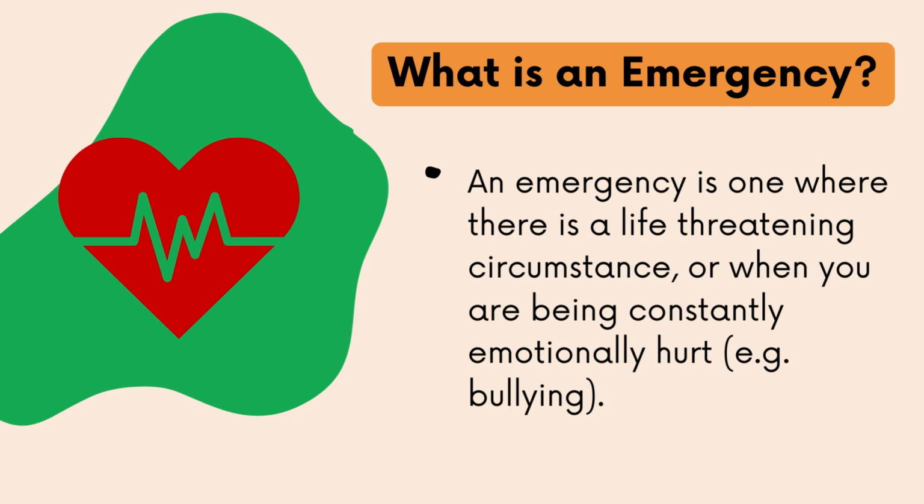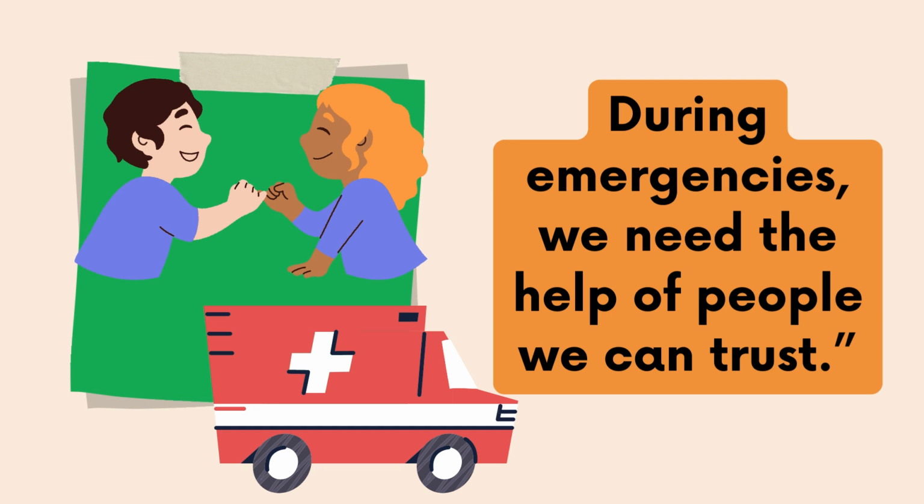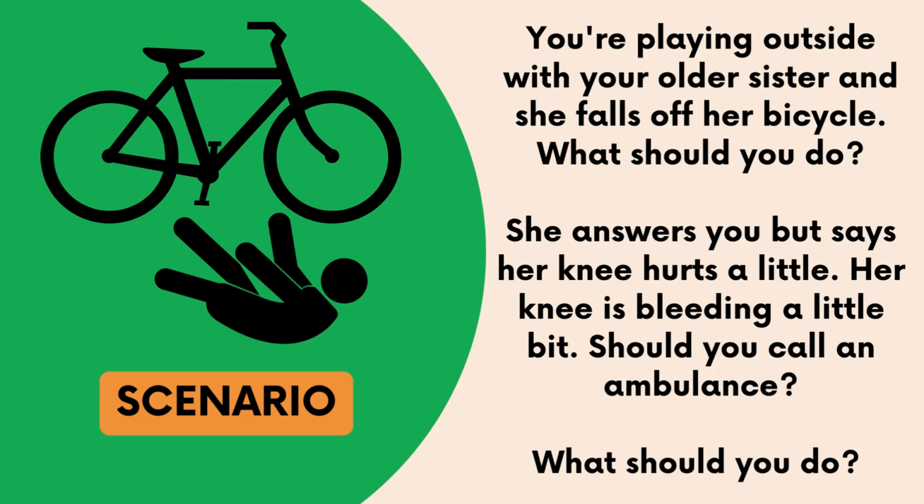An emergency is one where there is a life threatening circumstance or when you are being constantly emotionally hurt, like bullying. We all know that disasters happen everywhere, and every member of the family can prepare. Remember that preparedness for the future can start today. During emergencies, we need the help of people we can trust, like our parents, teachers, or classmates.